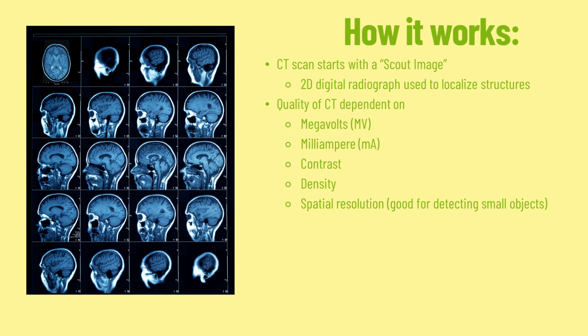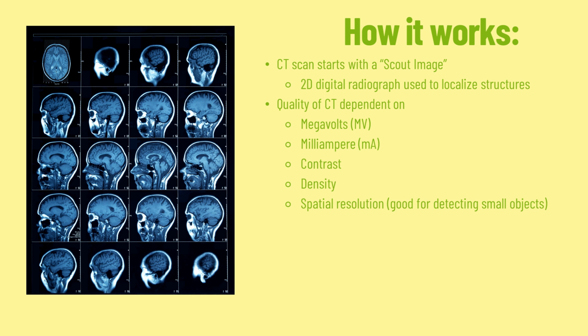Now, a CT scan's quality is determined from the beginning based on the megavolts and the milliamperes. Those are the initial context that is set for the CT scan. But after the image is actually taken, again, we have some play and editing ability so that we can better detect tissues. After the image is taken, we can change the contrast of the image, the density of the image, and the spatial resolution.